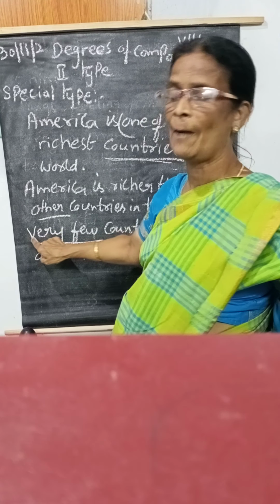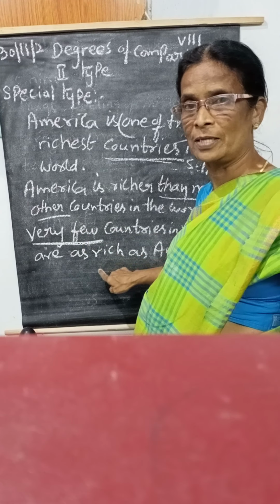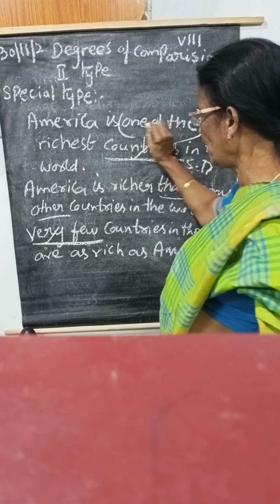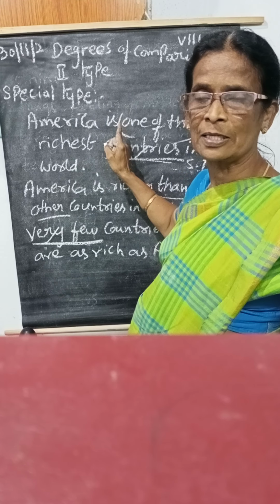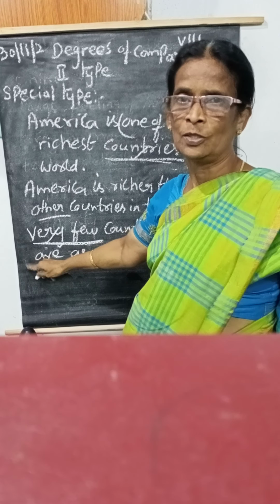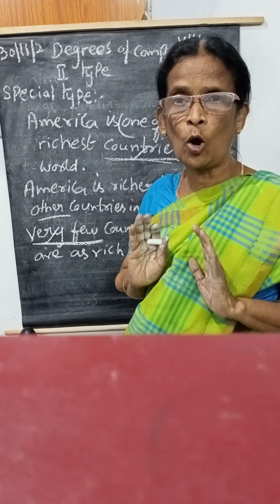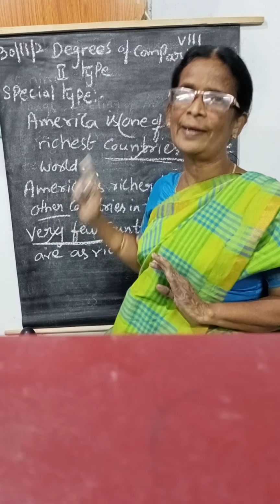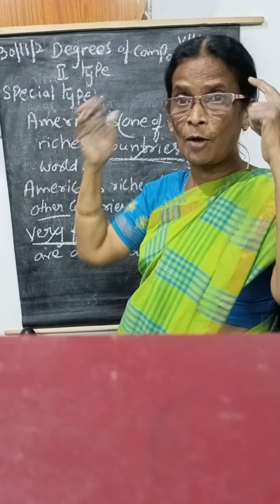Then the positive degree starts with very few countries in the world are as rich as America. So this and this and this, these three will come in the special type, not in the ordinary type. Ordinary type: country singular, any other, no other. So while you remember these three, definitely you will get the correct answers. Don't learn the grammar by heart. Please, don't learn any grammar by heart. You keep it in the mind. Be constant. Already I taught, again I am teaching, ma. So while the teachers are saying, you be careful. No need to write in the notebook. You have to keep it in the mind.